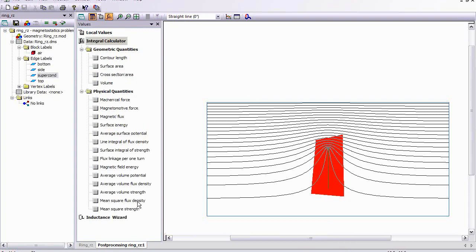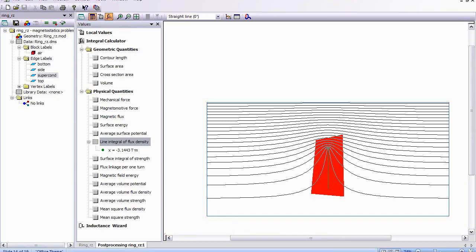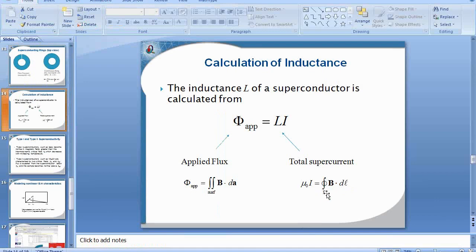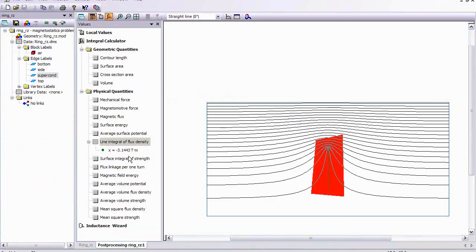Okay, and I want a line integral of flux density. And this line integral gives us negative 3.14 Tesla meters. Now if we change the direction of our contour, the sign here would change as well. So that is the integral of B dot dl. We've just calculated the integral of B dot dl. So if we want the total current, we then divide by mu naught. Mu naught is 4 pi times 10 to the negative 7 Tesla meter per ampere. So dividing by mu naught would give you the total current flowing in the superconducting ring in amperes.